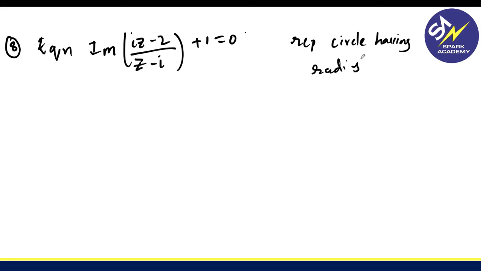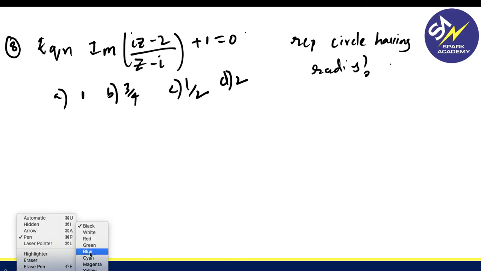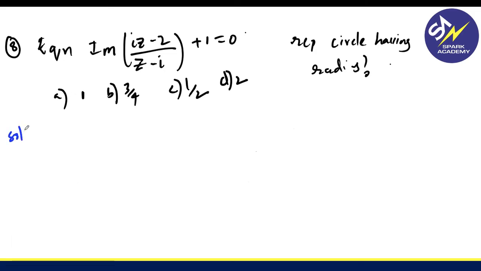Represents a circle having the radius. Options: 1, 3 by 4, 1 by 2, and 2. Now let's solve this again. So this is what, imaginary part of... How do you write z? z is nothing but x plus iy.